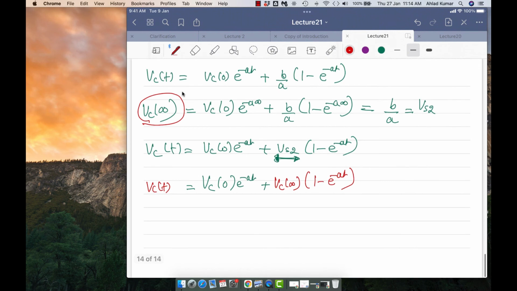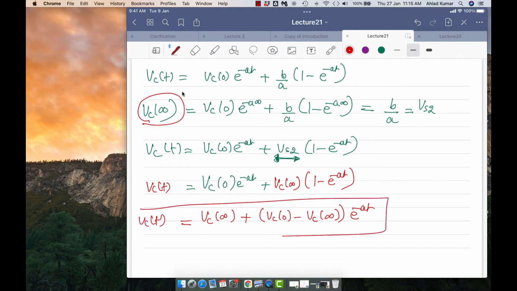Okay, so now if I readjust the terms, what will I get? I will get Vc(0) minus Vc infinity times e to the power minus At, plus Vc infinity, which is Vc(t). So this is the expression. What is this expression? It is giving you the capacitor voltage at any time t in terms of the capacitor voltage evaluated at time t equal to infinity, and the capacitor voltage evaluated at t equal to 0 plus or equal to 0, whatever it is, and then you subtract the two values and exponentiate it by e to the power minus At. To be specific, it will be actually this.